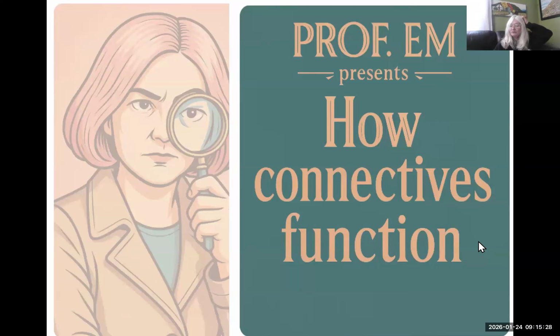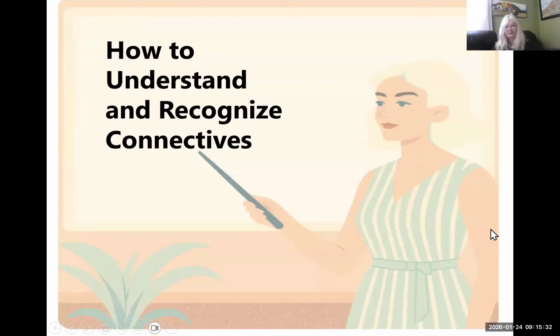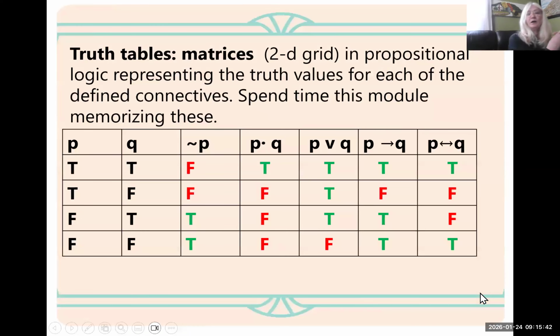Now we're going to go into how each of the particular connectives function and how to understand and recognize the different connectives. So again, this is what you're going to memorize this week. This is the 2D grid, which explains what the combinations of various parts mean in logic.